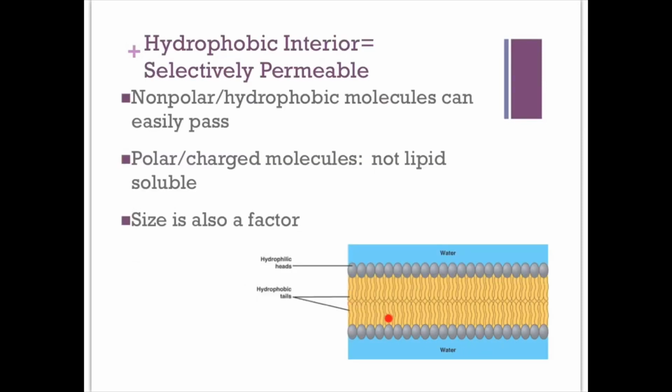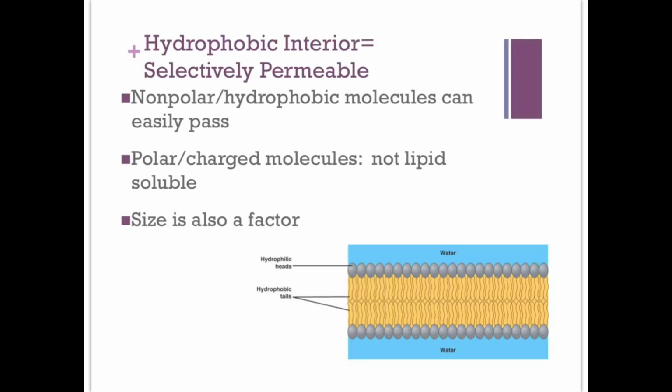Because of the hydrophobic interior of the plasma membrane, we can say that the plasma membrane is selectively permeable. That means that some molecules can pass through more easily than others. If I look at the width of the plasma membrane, a majority of it is these hydrophobic tails. So hydrophobic or nonpolar molecules can pass through more easily because it's mostly those tails that they would have to navigate through to get all the way to the other side.